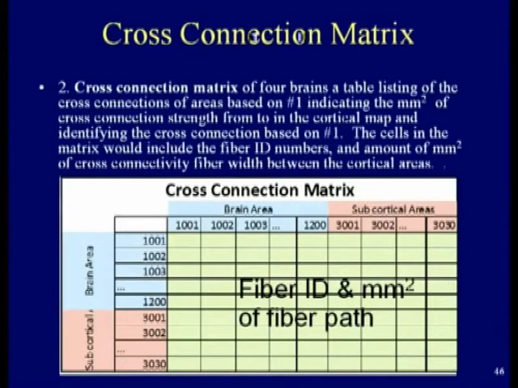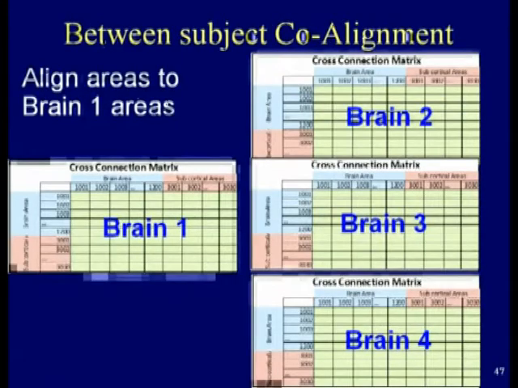The second aspect is a connection matrix. Once you've identified the cortical areas in your brain and the subcortical areas within that set, then for each of the cross connections, what are the fibers that are the cross connections within that, and how many millimeters squared of volume of fiber is connecting from one area to the next within that set.